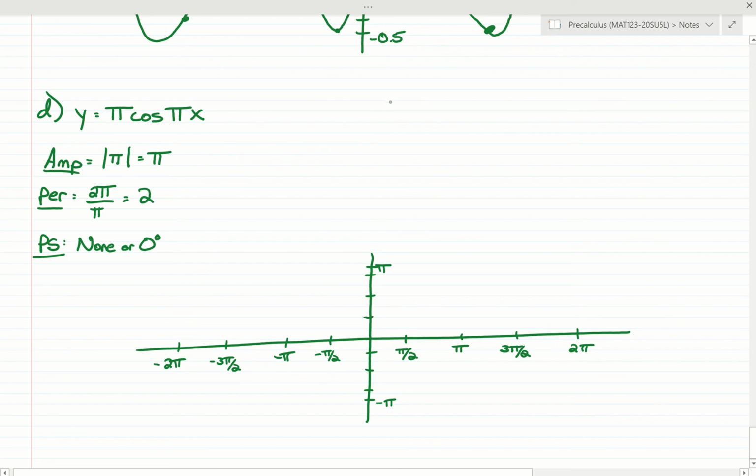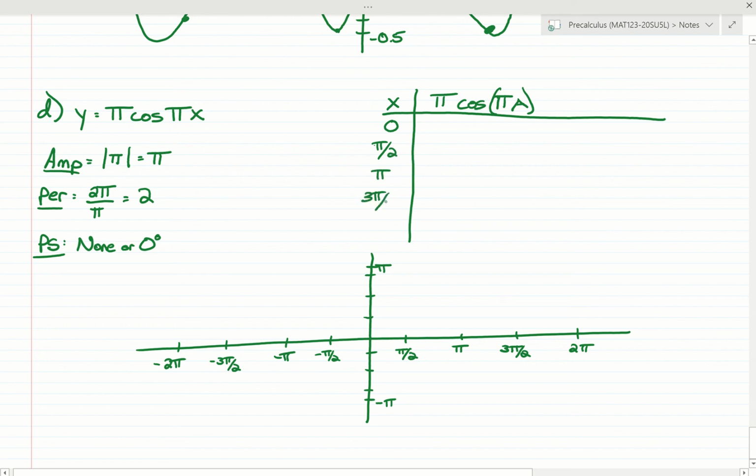Okay, so now let's make our table. Our calculator should be in radian mode, and I'm going to type in pi times the cosine of pi A, like that. Let's see if we can figure out a pattern. Pi times the cosine of pi times the memory variable A. I'm going to store 0, and my calculator is telling me it's 3.14. Okay, that's great. So right at 0, it's pi.